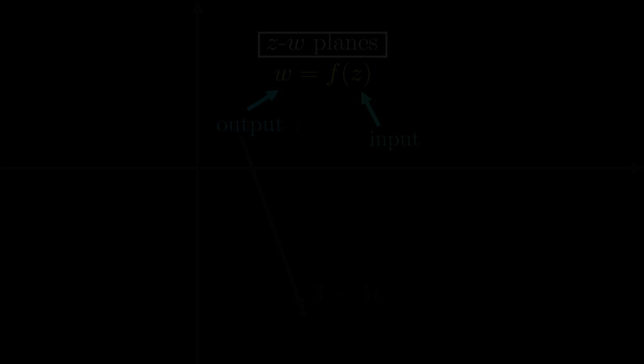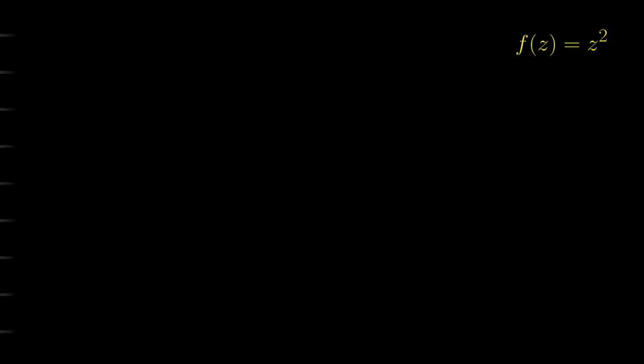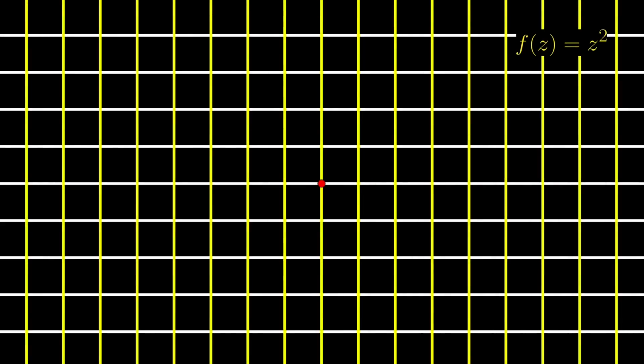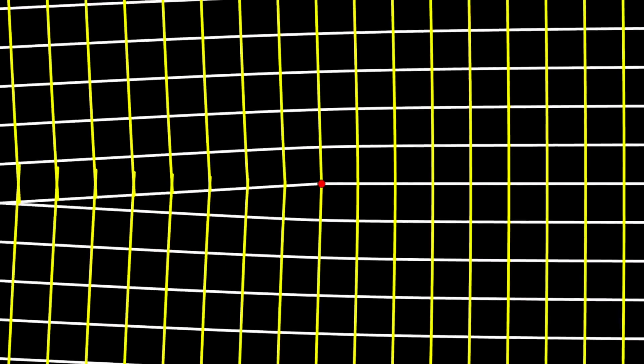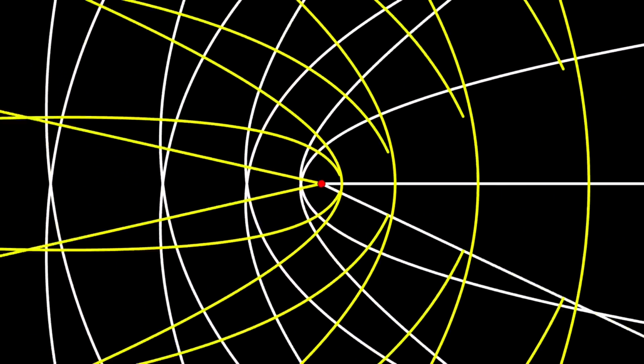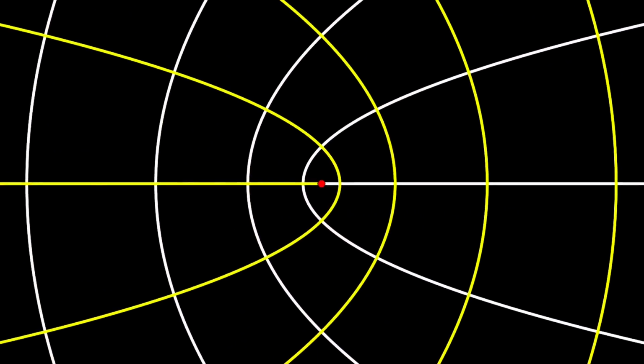Let's see what the squaring function looks like. We first construct the z-plane with these grid lines, and here we go. The result is the w-plane. The most noticeable feature of this method of visualization is that these angles and intersections are still right angles. The only exception is this: the angle doubles to 180 degrees. This is not a coincidence, but again, the explanation is going to have to wait.